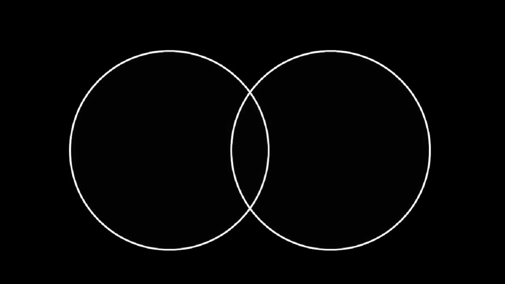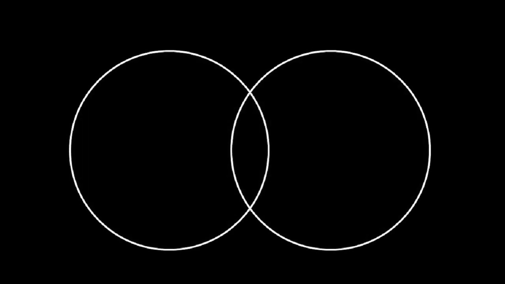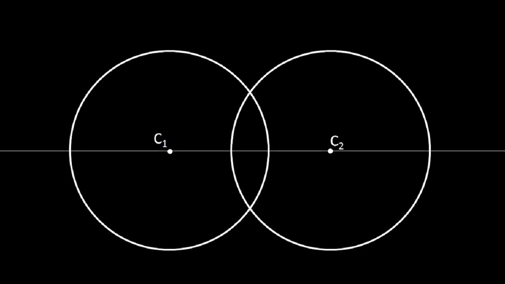Let us say we have two glass spheres which are made to overlap with each other. Their centers are C1 and C2. The line passing through these two centers is called the principal axis. The midpoint of C1 and C2 is called the optical center.